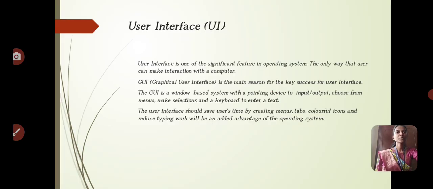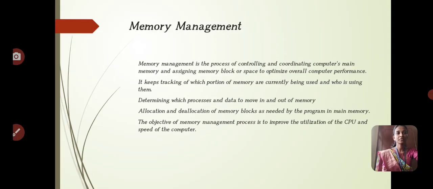So first one is user interface. User interface is one of the significant features in a computer system. The way that a user can interact with the computer with the mouse is known as graphical user interface. So the GUI is a window-based system with a pointing device. It means the mouse. So the input and output, choose from menus and make selections, and use the keyboard to enter text. So this is the user interface.